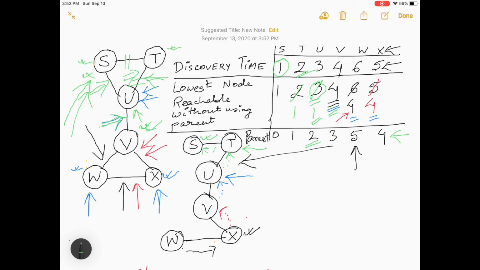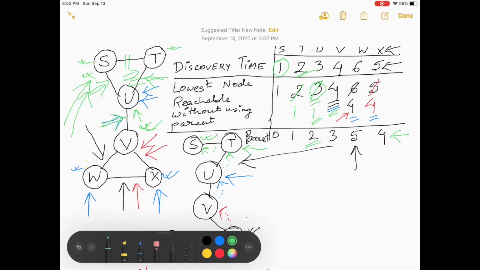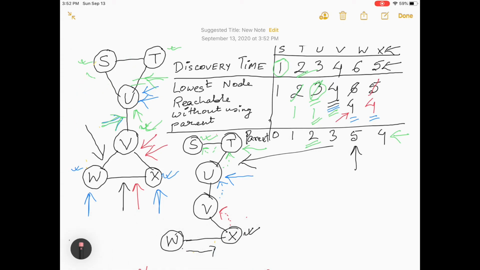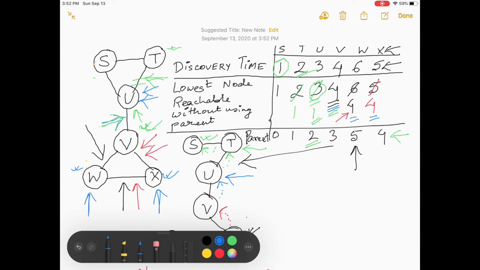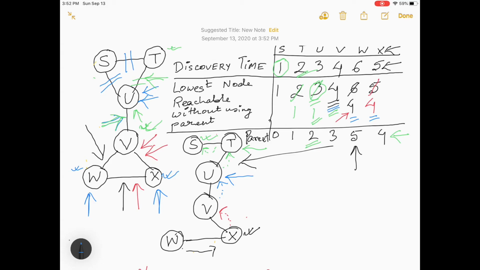We are now back to s. s has two adjacent edges. So I look at t and I look at u. I see what the earliest discovered node from u and t is and take the min of that. So I see that for both it is 1, so I take the min of 1 and 1, which is 1, so it keeps unchanged.